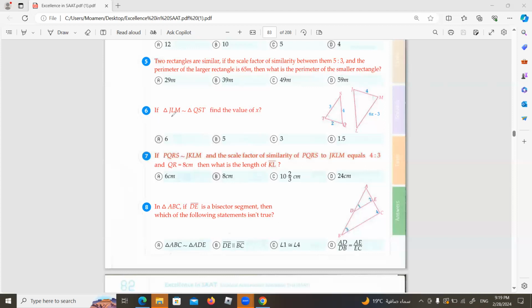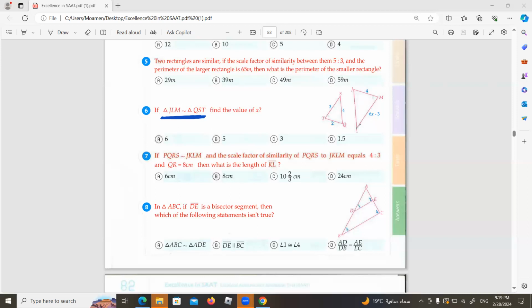Number 6, if the two triangles JLM and QST are similar, find the value of X. So pay attention here. The two triangles are flipped. So in order not to confuse, use the umbrella rule from the name. If you have two triangles in the same order, I can leave you without names, but I give you the names here in order that these two triangles are flipped, are not in the same order. So you can use the name. Okay, I can use the name, find the value of X.